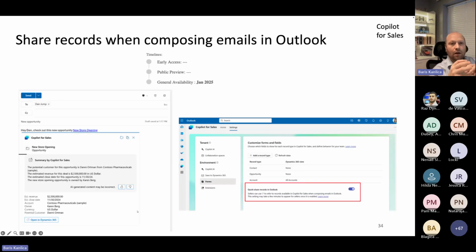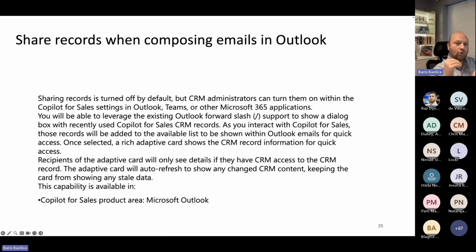You are also able to share your records when composing emails in Outlook. If an email comes to you and you would like to share it with your co-workers, you can easily do that in the Dynamics ecosystem. With the Outlook and Copilot for Sales integration, you are able to do this.